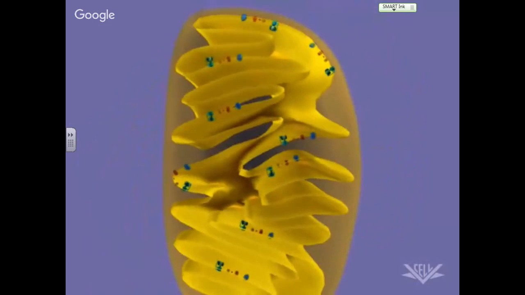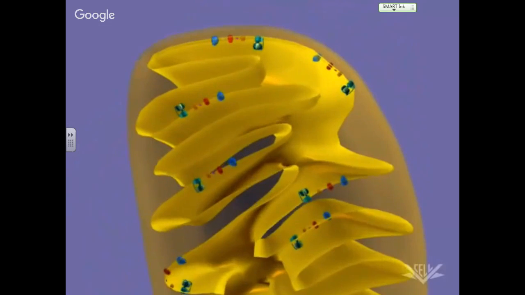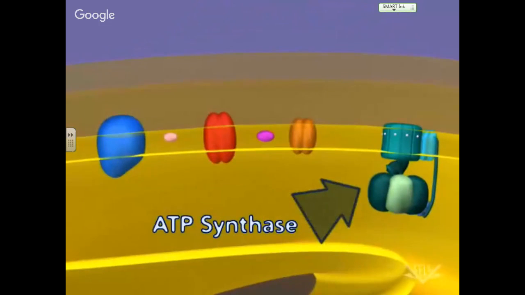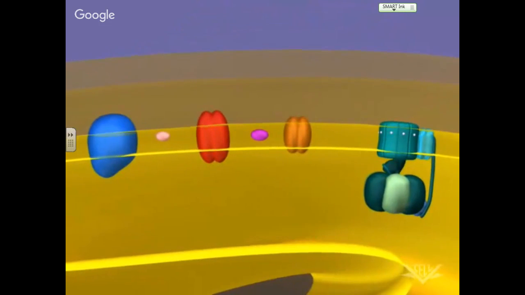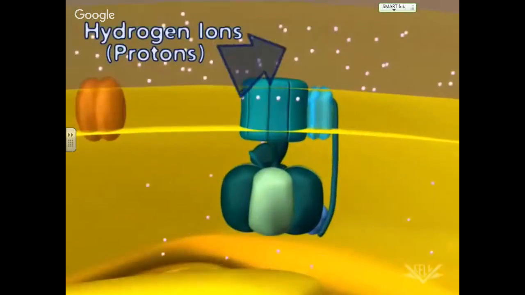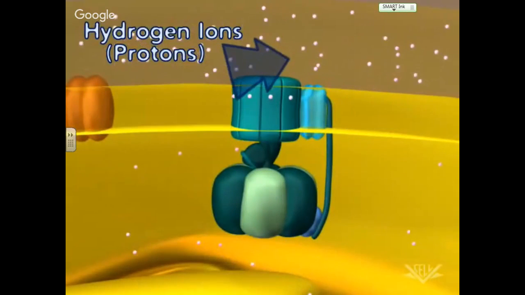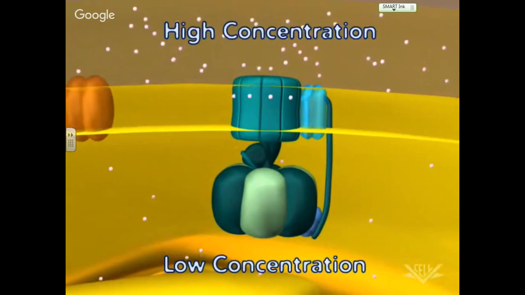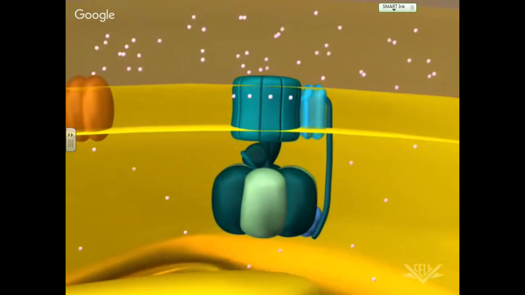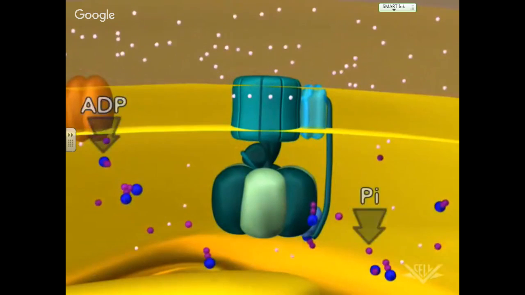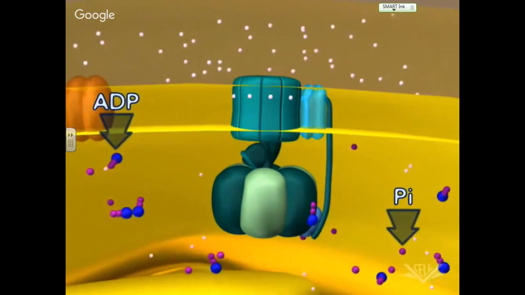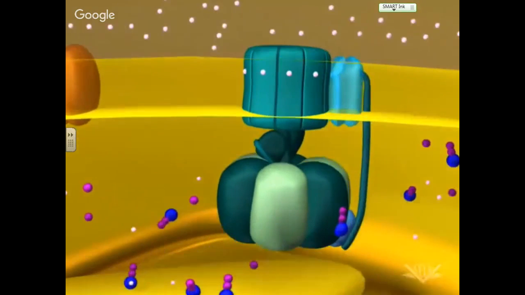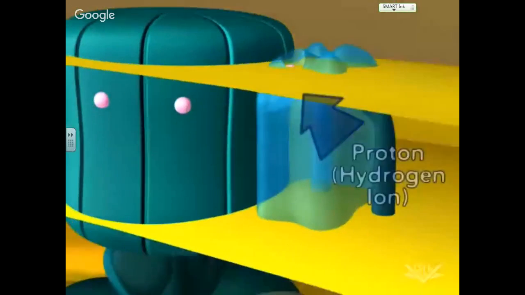ATP is synthesized by ATP synthase, a large complex of membrane-bound proteins. Here we see ATP synthase, along with other membrane-bound proteins. Notice the large difference in the number of hydrogen ions on the two sides of the membrane. This difference is a hydrogen ion, or proton, concentration gradient. The energy associated with this gradient is used to synthesize ATP from ADP and PI. This occurs at the ATP synthase complex.